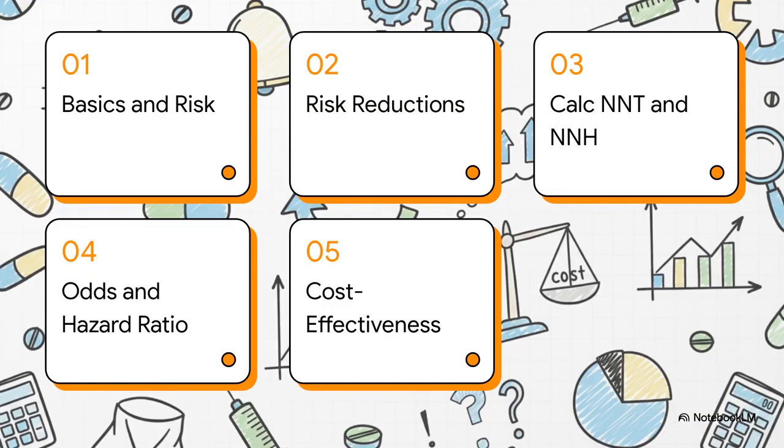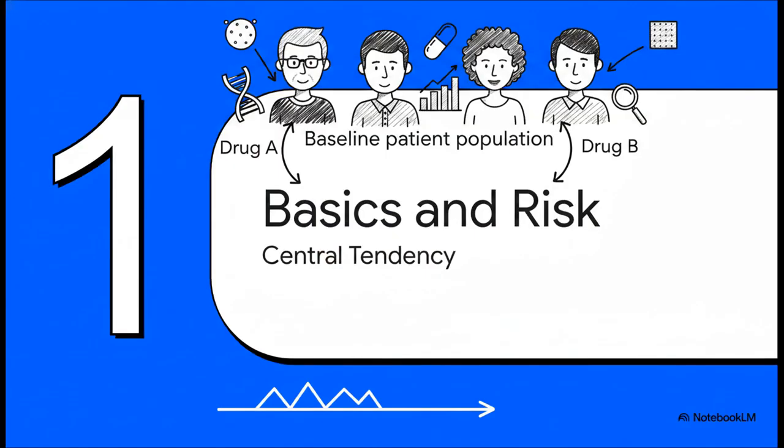Okay, we've got a clear clinical ladder to climb today. 1. Basics, central tendency and risk. 2. Relative risk and reductions. 3. Calculating NNT and NNH. 4. Odds ratio and hazard ratio. And finally, 5. Pharmacoeconomics and the ICER. Let's get to it. Section 1.